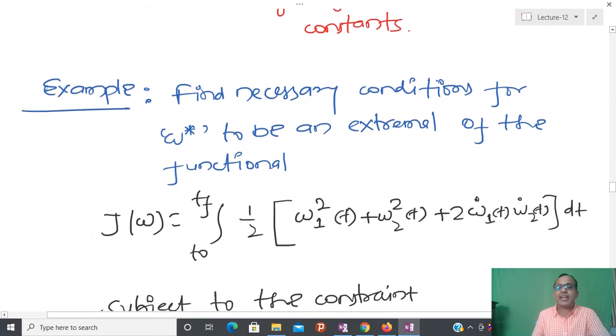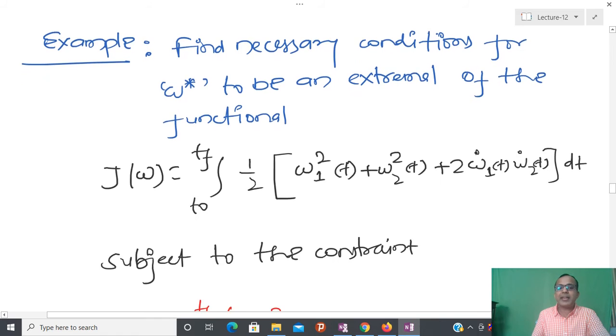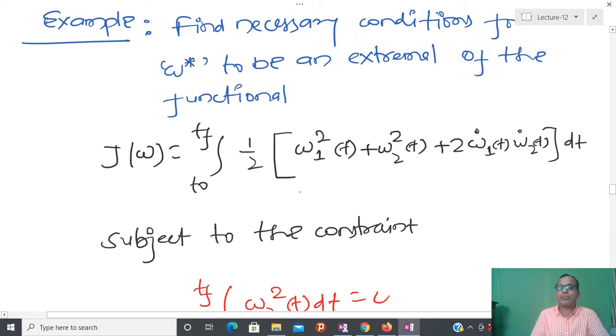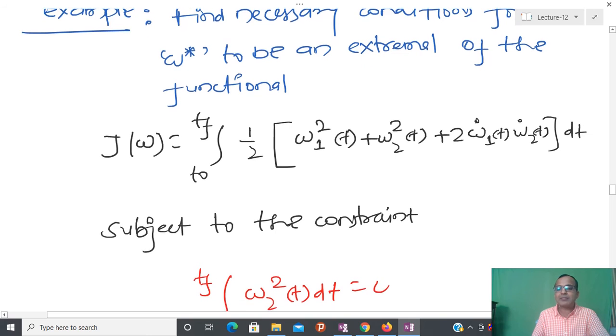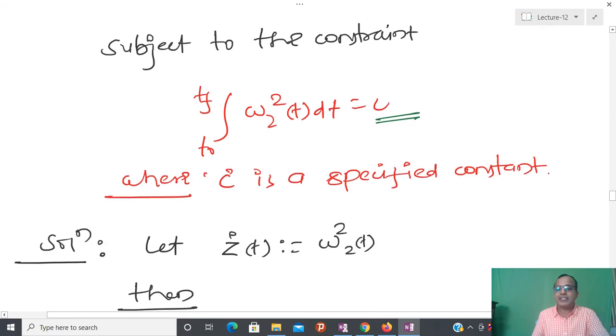Now let us try to see one problem. So here first I am going to state a very simple problem. I have some kind of functional. Now I have some kind of isoperimetric constraint and C is specified. So I have to find the necessary condition.